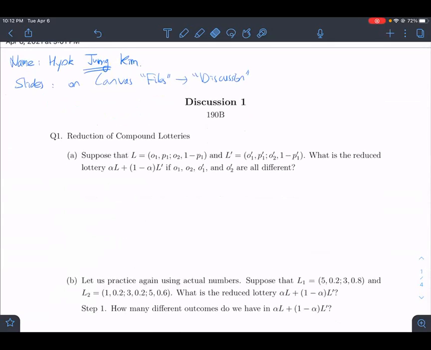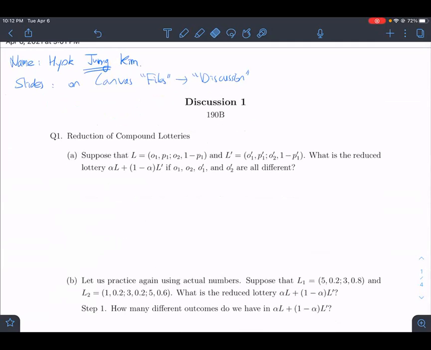Yes. So you can see that the PDF file for this week's section material is also uploaded on Canvas. Okay, so let me begin.